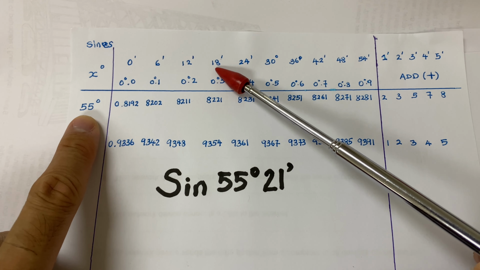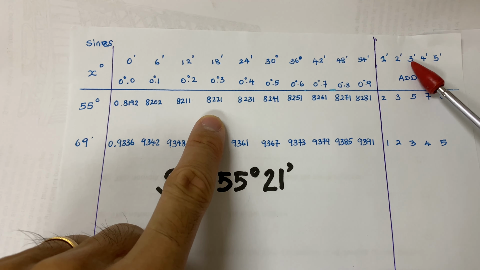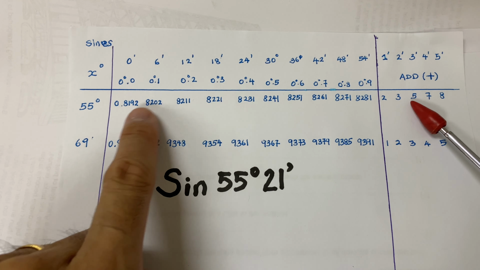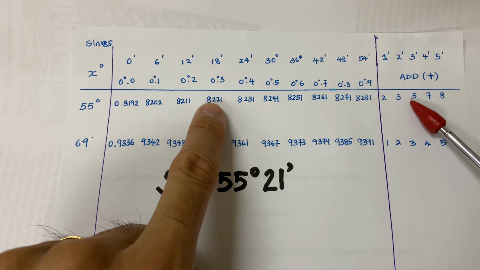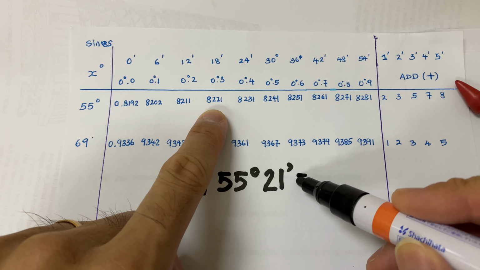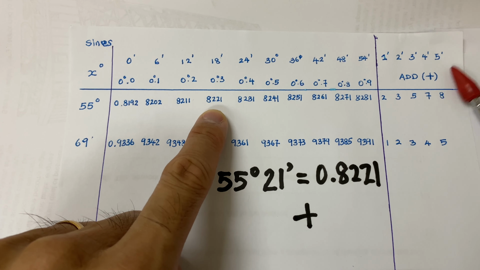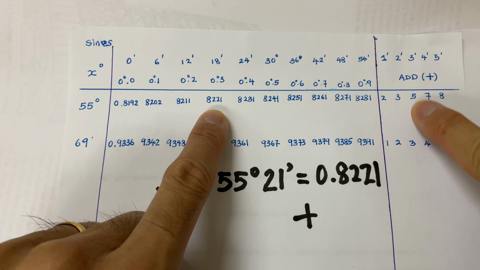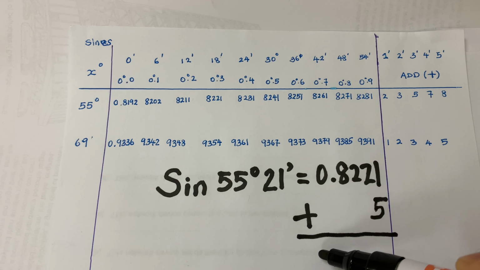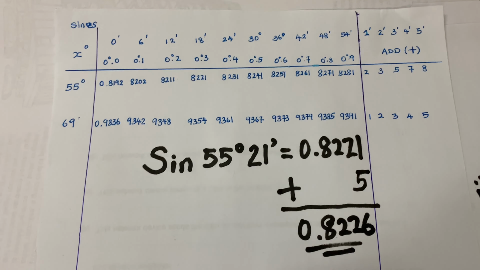You can't find 21 minutes up here, but you can use 18 minutes, then plus 3 minutes equals 21 minutes, right? So the answer has to be the number on the left here plus the number over here. You just add to the last digit. The number is actually 0 point, because there is not enough space, so they didn't write the 0 point. So the answer is 0.8221. Then you must add the digit for 3 minutes. Its corresponding number is 5, which you add to the last digit. So you add it up, and the answer will be 0.8226, right? That's the answer which I showed you using a calculator earlier, isn't it?